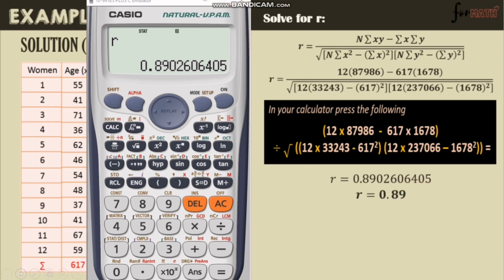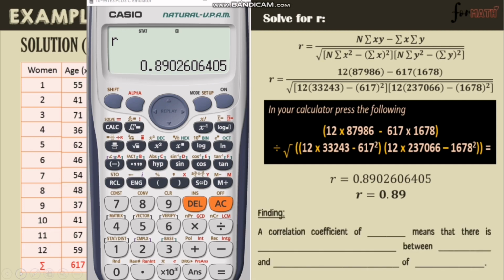So, round off lang po natin siya ng 2 decimal places. So, we got 0.89. Okay, and after po niyan is our findings. So, we have a correlation coefficient of 0.89 means that there is a strong positive correlation. So, kung maalala nyo kanina, yung range natin for the strong positive correlation, pasok po doon ang ating 0.89.